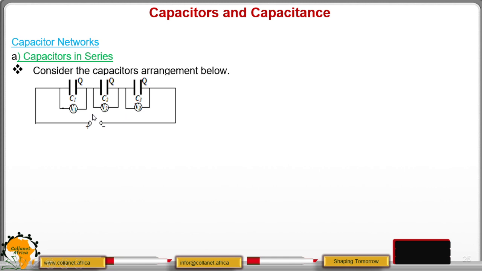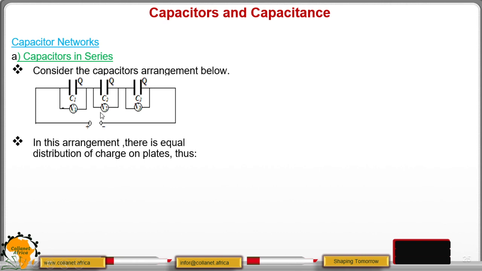Now in this case, we have Q equals Q equals Q. In other words, the charge stored in each capacitor is the same when the capacitors are in series. But when you look at the voltage, you have V1, V2, and V3. So the voltage is different for each one. It implies that the charge on C1 equals the charge on C2 equals the charge on C3, which equals Q.